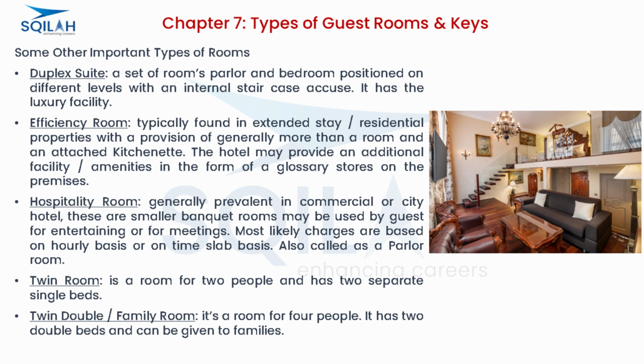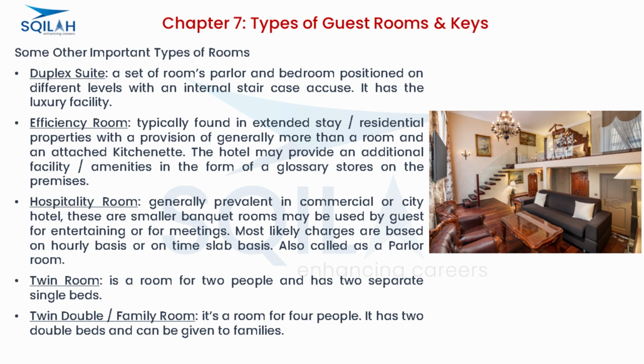Efficiency room. Typically found in extended stay/residential properties with a provision of generally more than a room and an attached kitchenette. The hotel may provide additional facilities/amenities in the form of a grocery store on the premises. Hospitality room. Generally prevalent in commercial or city hotels. These are smaller banquet rooms, which may be used by guests for entertaining or for meetings. Most likely charges are based on an hourly basis or on a time slab basis. Also called a parlor room.